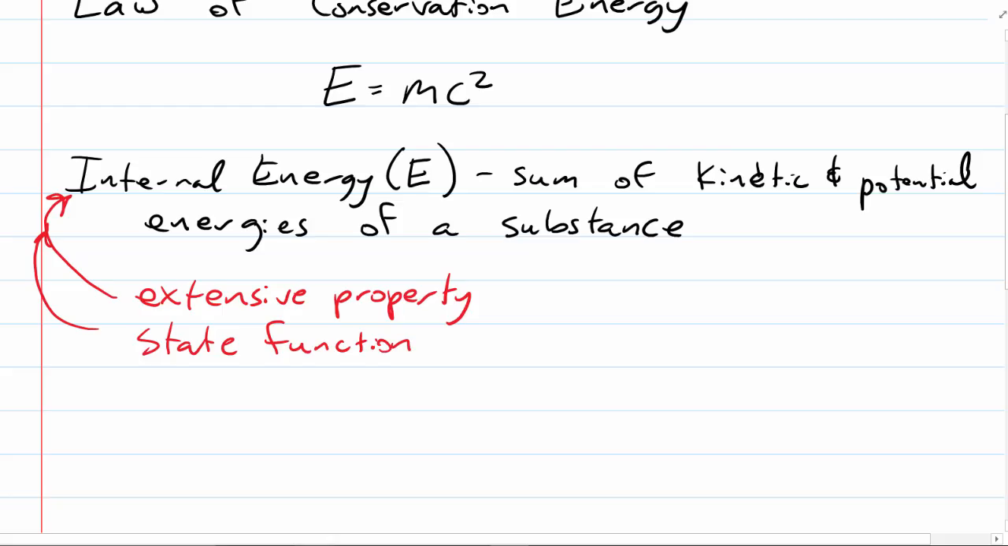But internal energy is also an extensive property. If you want to travel further in your car, I mean, you can get a more fuel efficient one, but if your car stays the same and you want to travel a lot further, what do you need to do? More gas, exactly. So energy here is going to be an extensive property, because again, if we want more energy, we have to use more stuff. The amount matters.